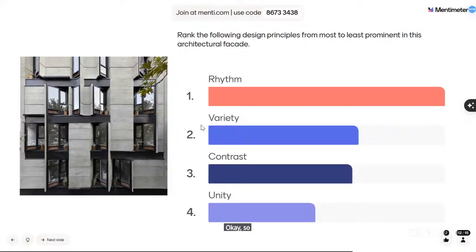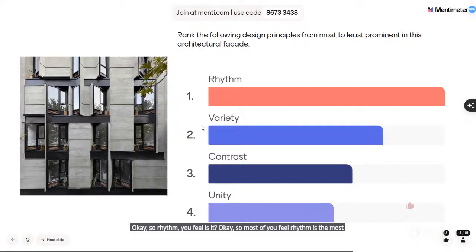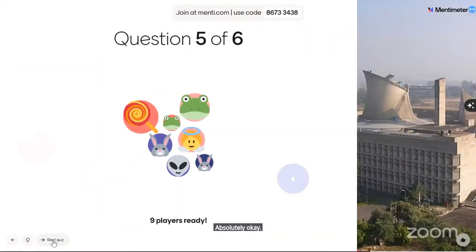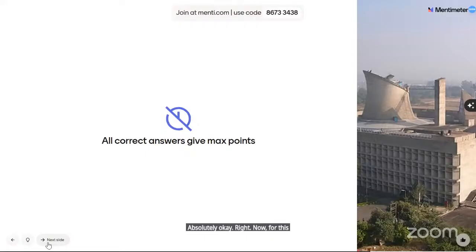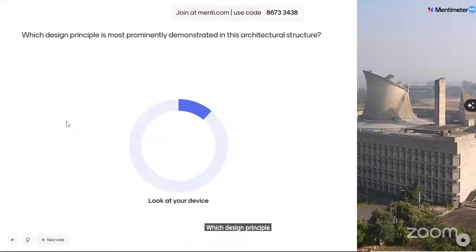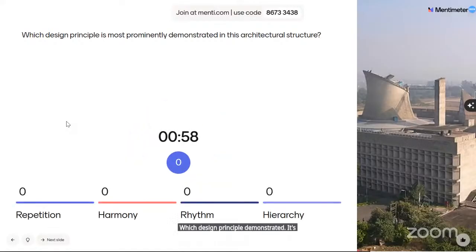Okay, so rhythm you feel, is it? Okay, so most of you feel rhythm is the most dominant one. Then variety is there. Yes, there is variety in the form of concrete and glass. There is contrast between opaque and transparent surface, and the overall composition looks united. So the sequence is correct. Perfect. Absolutely okay. Right. Now, for this composition, which design principle demonstrated is most prominent here?